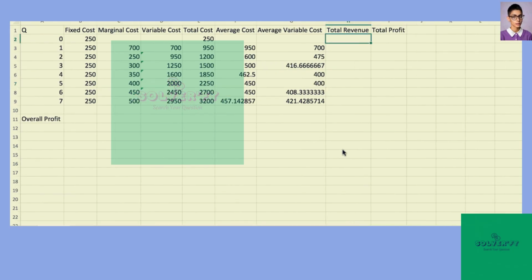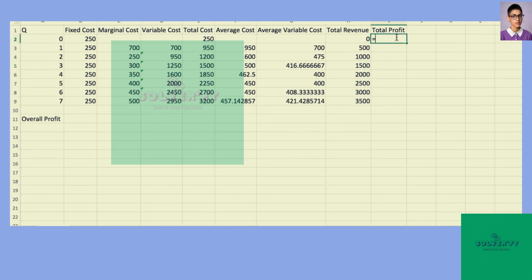The third part of this question wants to know that at a price of $500, will this company be making a profit or a loss? In order to find that out, we're going to calculate the total revenue and the total profit for each unit sold. So at a price of $500, the total revenue is going to be 500 times the quantity sold. At the 0th quantity, it'll be 0, but if we pull it down, we can see the total revenue for the amount of products sold up to 7.